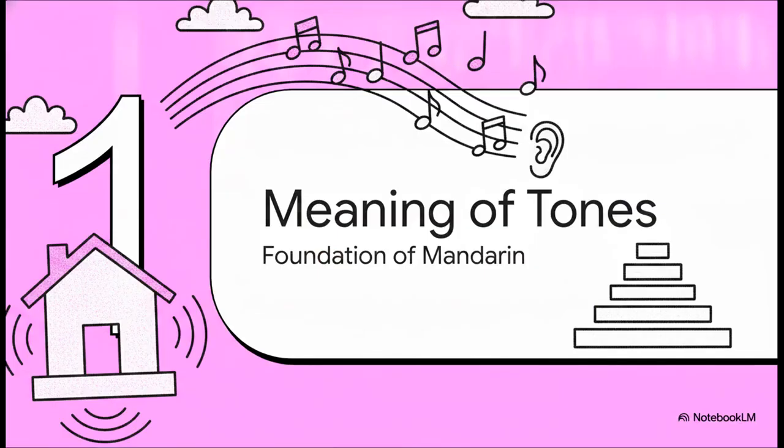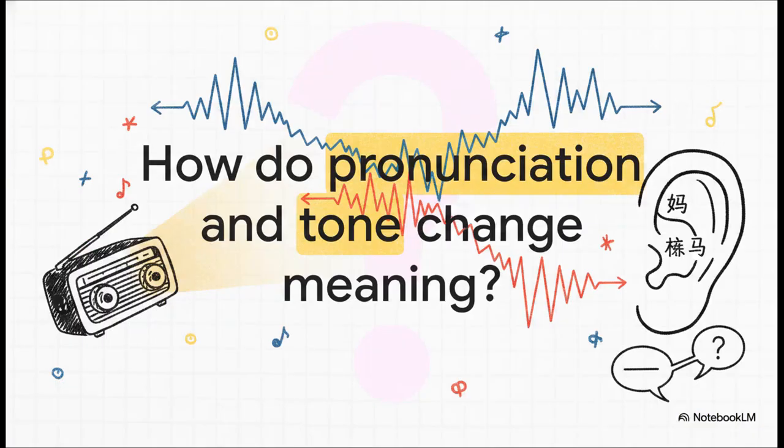Okay, Section 1, the meaning of tones. This brings us to our essential question for Unit 1. How exactly do pronunciation and tone change meaning in Mandarin Chinese? Think about it. If you want to confidently introduce yourself or just follow simple directions, you have to realize that listening in Mandarin is kind of like tuning an old-school radio dial. You have to catch the exact frequency, the tone, to hear the real meaning. A flat tone versus a falling tone, that creates two completely different words. It's a pretty incredible system, but it means you've got to actively tune your ears right from day one.